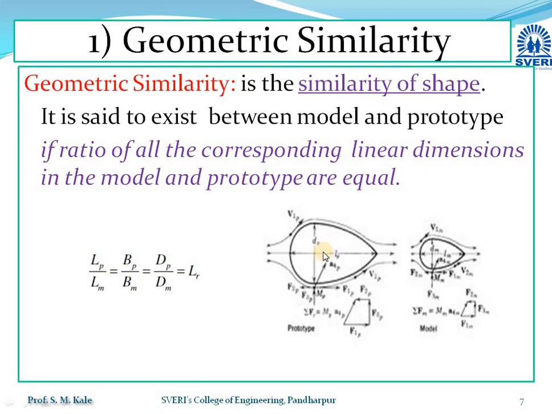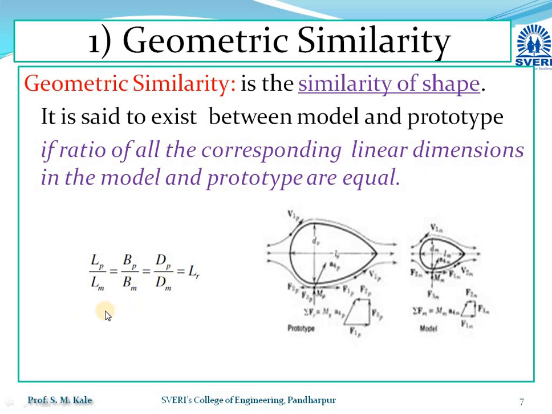So the formula is Lp upon Lm is equal to Bp upon Bm is equal to Dp upon Dm is equal to Lr, where Lp is the length of prototype to the length of model, Bp is the width of prototype to the width of model, and Dp is the diameter of prototype to the diameter of model, equal to Lr. Lr is called the scale ratio.